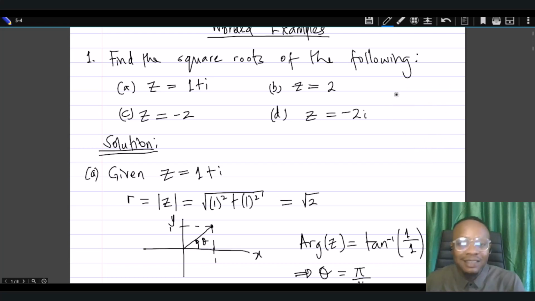So I'll see you in the next lesson as we consider the nth roots of unity, some characteristics of the nth roots of unity, before we take more examples in this chapter.